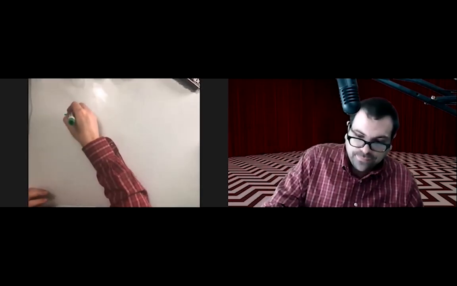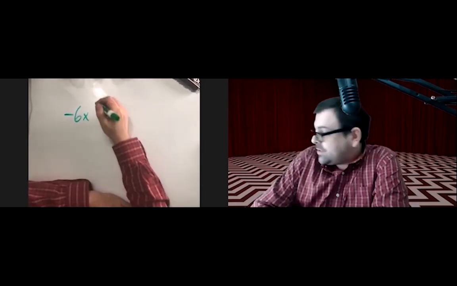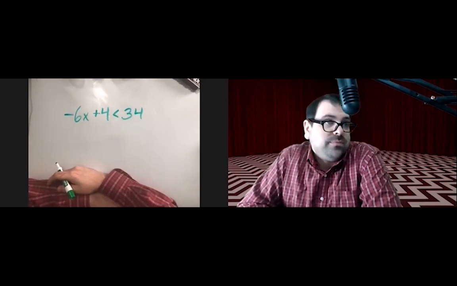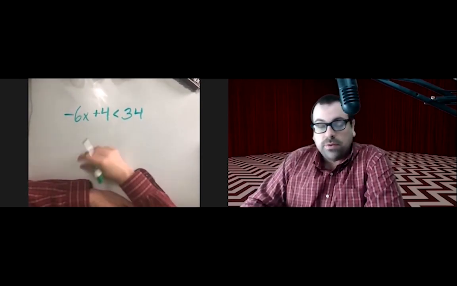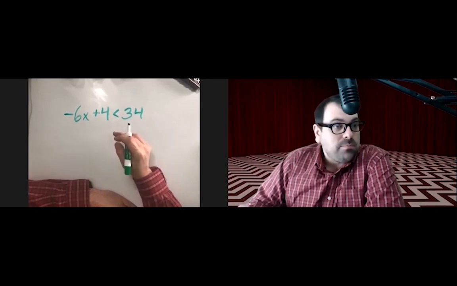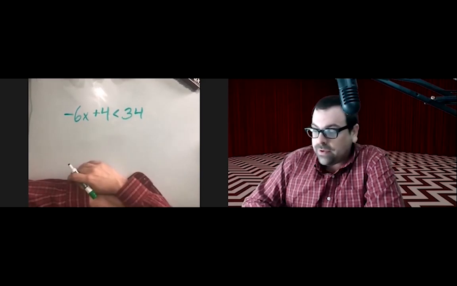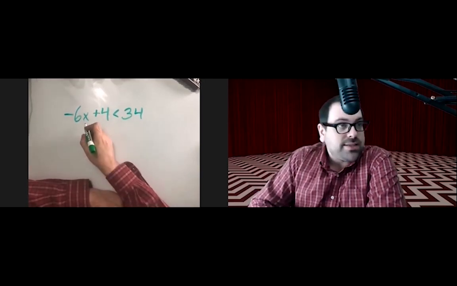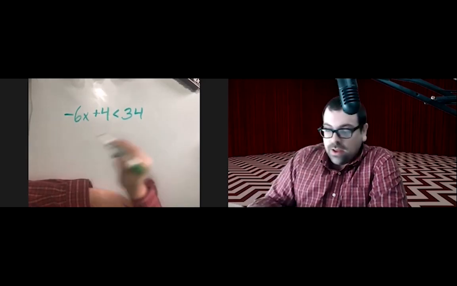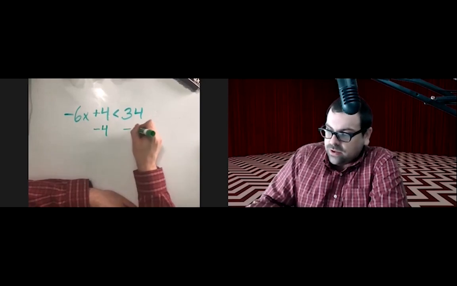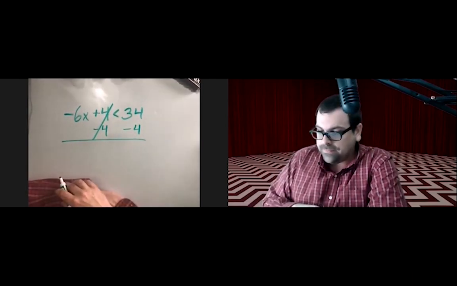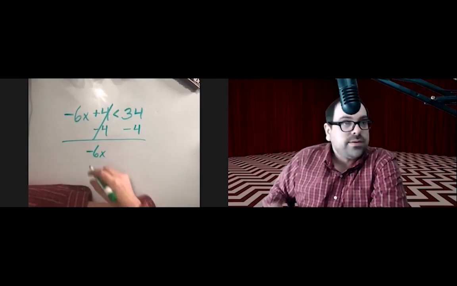This one will. Let's say we have negative 6x plus 4 is less than 34. Well, let's pretend it was equals 34, and let's not do anything differently until we get to a step where we might multiply or divide by a negative number. Okay, so we want to get the x by itself, which means we want to get the negative 6x by itself. Well, I can go ahead and subtract 4 from both sides because I want to keep it balanced. That leaves me with negative 6x on the left.